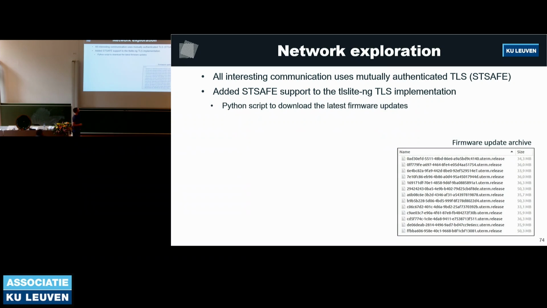So I implemented support for this chip in TLS Lite NG, a Python implementation of TLS, to make things easy. And then I implemented a proof of concept where I could download all of the different firmware revisions of the terminal and analyze differences, essentially.